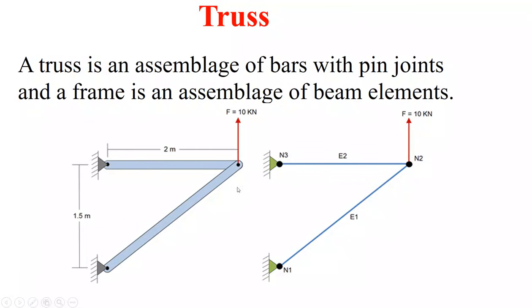Here is the real-time structure. It has two members. One is horizontal, of 2 meters. The other support is connected at an incline, of 1.5 meters. The force acts at the hinges. So that will be converted into a finite element model.